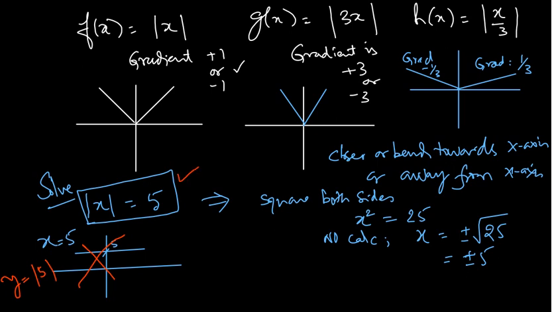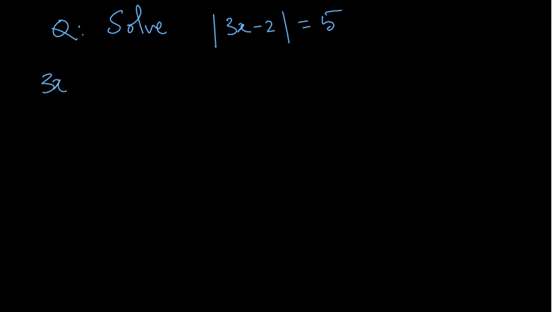We'll go into the next page and we have: solve mod of 3x minus 2 equal to 5. See, there is nothing to sketch. This is the solving part, no sketching. Solving for the x value. If I just had 3x minus 2 equal to 5, I would have said 3x is equal to 7 and x is equal to 7 over 3. One value.